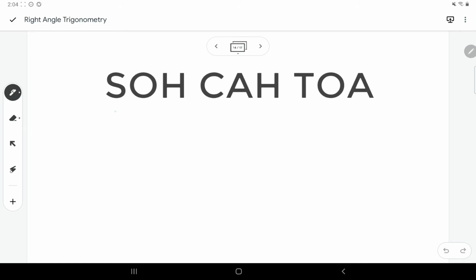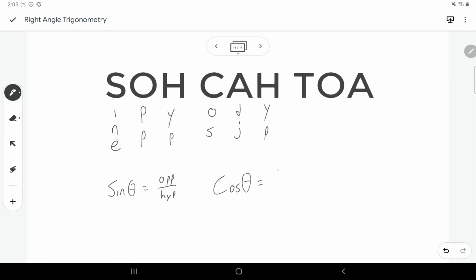So, for example, SO is sine, and then the opposite, and the hypotenuse, because when we build sine, it's sine of theta equals the opposite over the hypotenuse. Right, so 1, 2, 3, 1, 2, 3. Okay, and then CA stands for cosine, adjacent, and hypotenuse. Right, because when we build the cosine ratio, it's cosine of theta equals the adjacent over the hypotenuse. So again, the center bit here is the top bit here.